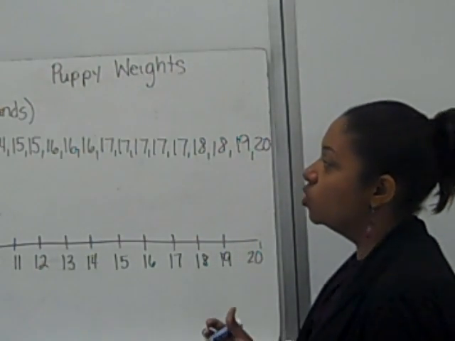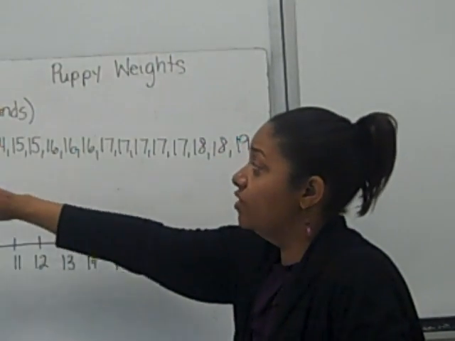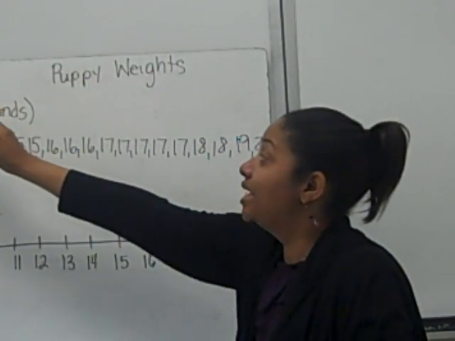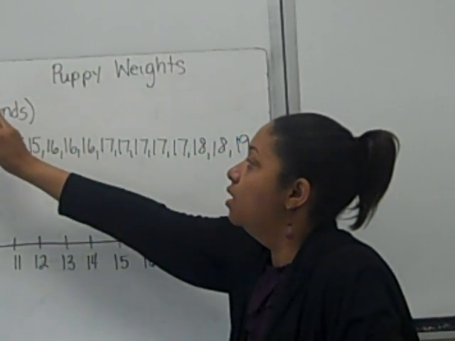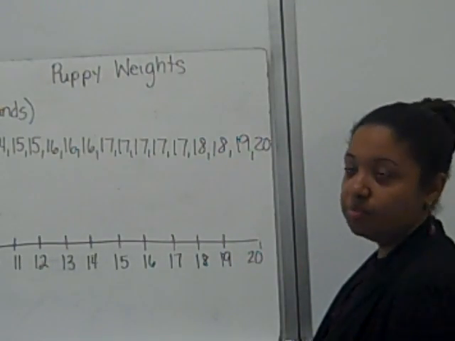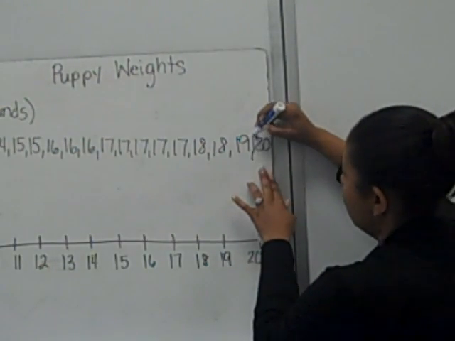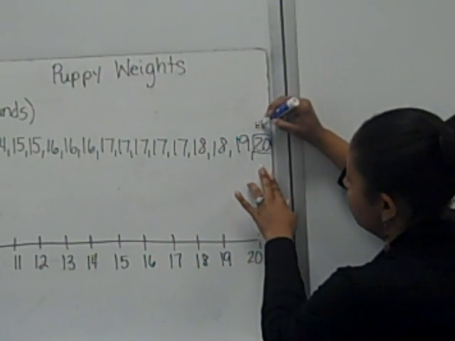So the easiest one to identify, right there, that's your lowest extreme. Label it. Put LE up there. The next easiest one to identify is your highest extreme, your biggest number. Go ahead, box it in, and put highest extreme.